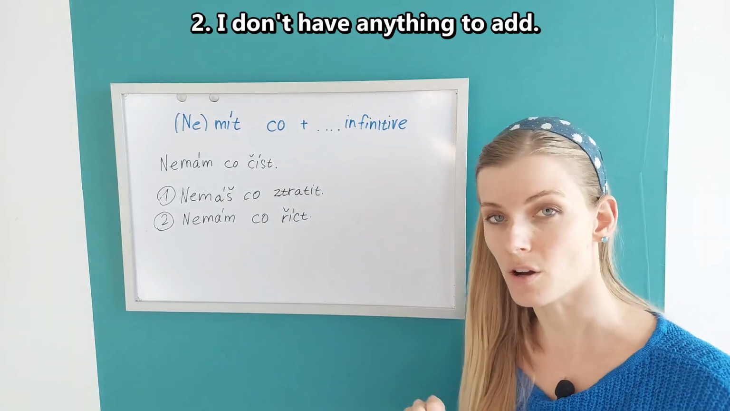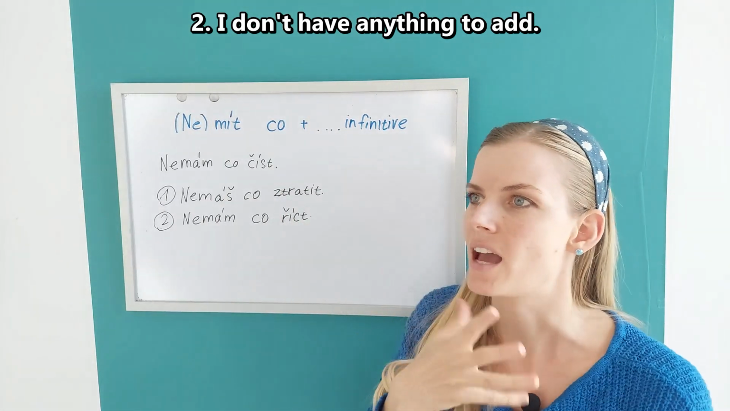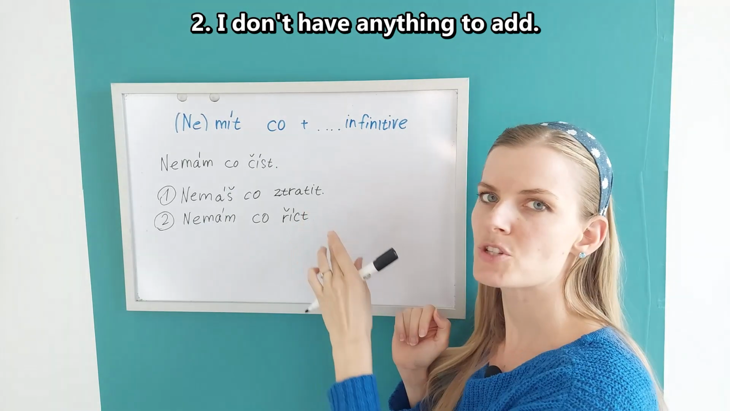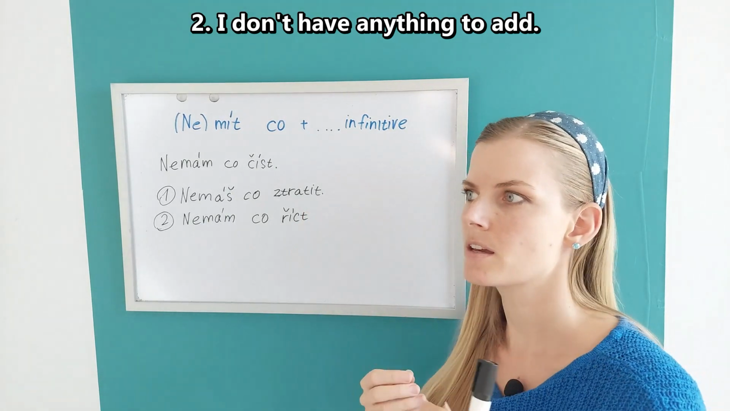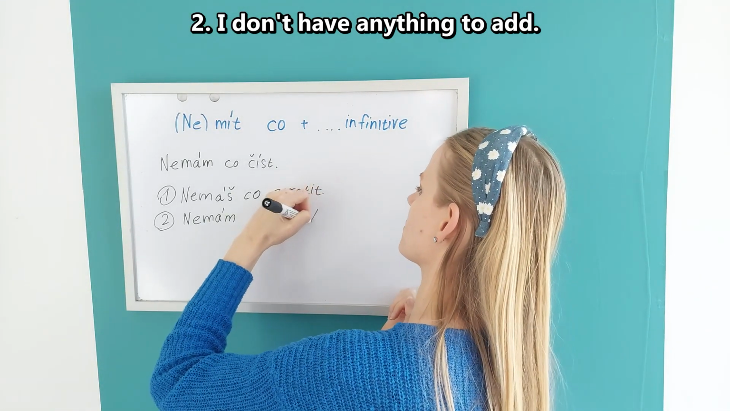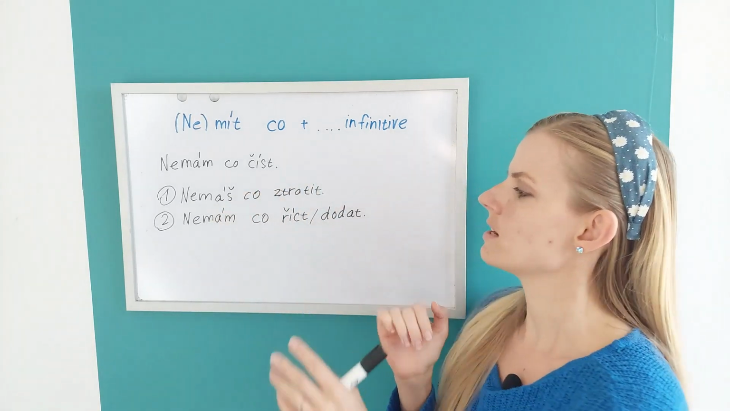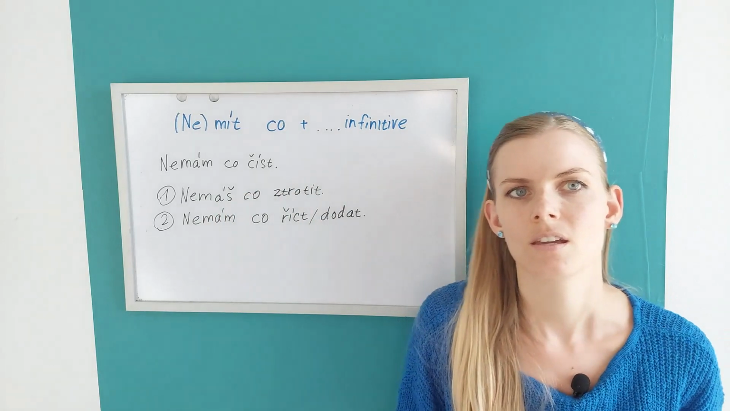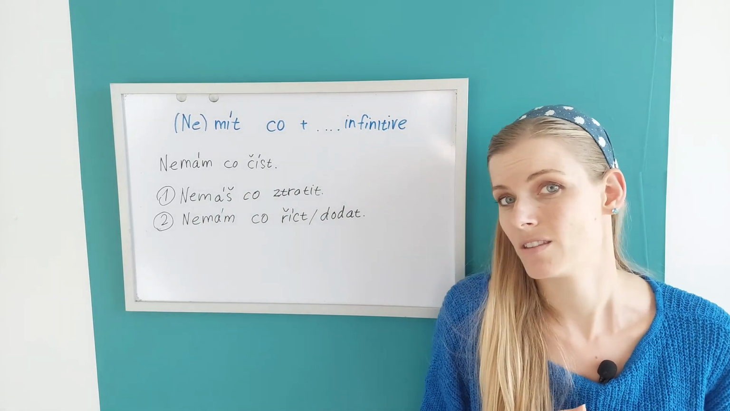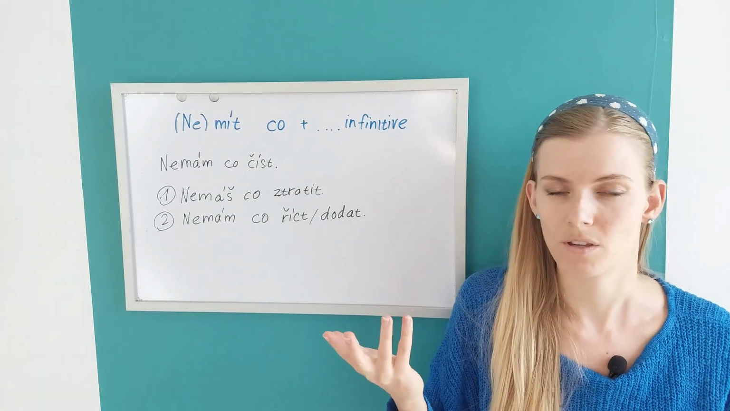That's also very common. Do you know how to say add something? It's not přidat. When we talk about speaking, we would like to use this verb. Dodat. So they both work. Nemám co říct. I have nothing to say. Nemám co dodat. I have nothing to add to this specific matter.